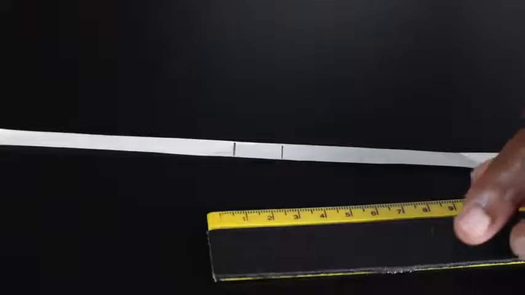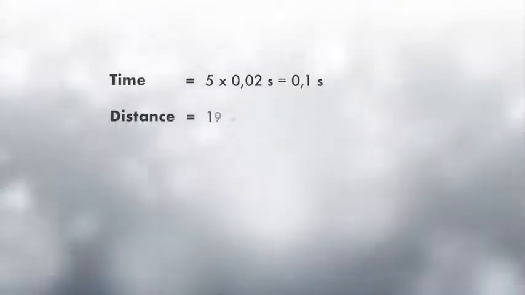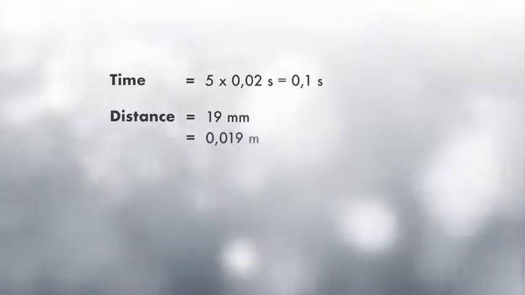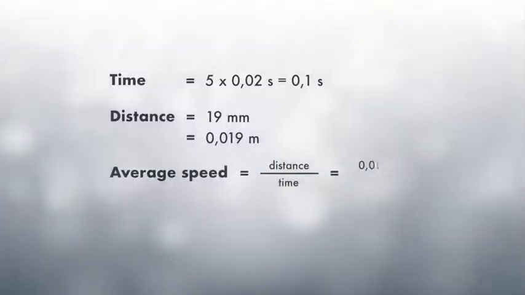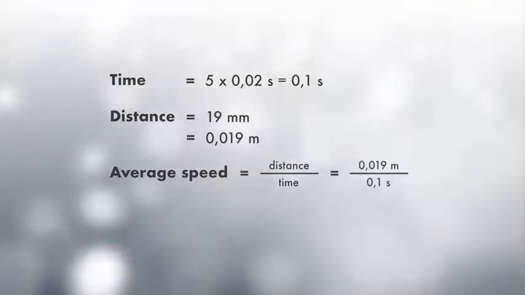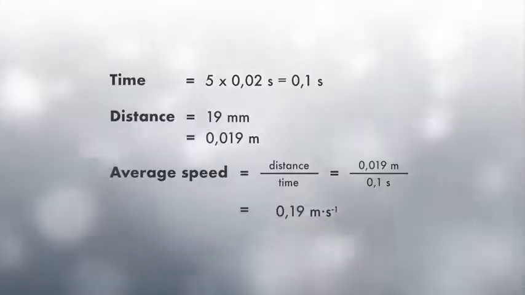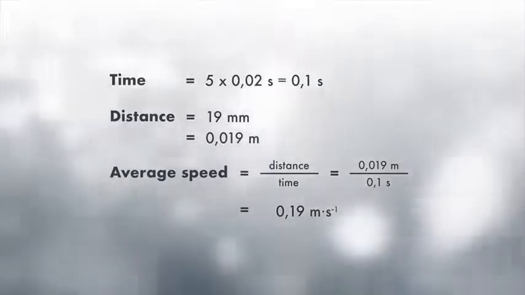We have marked off a section of 5 gaps and measured the distance the tape traveled during these 5 intervals. It traveled 19 millimeters in this time. The time taken is 5 times 0.02 seconds, which gives us 0.1 seconds. Distance traveled equals 19 millimeters, which equals 0.019 meters. The average speed equals distance divided by time, which equals 0.019 meters divided by 0.1 seconds, and that gives us an answer of 0.19 meters per second. The tape traveled at a constant velocity of 0.19 meters per second.